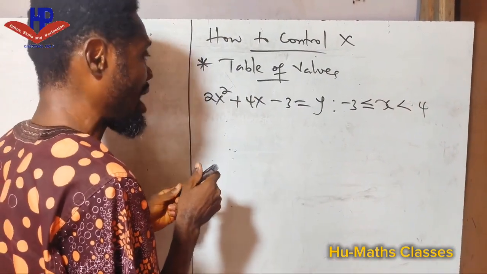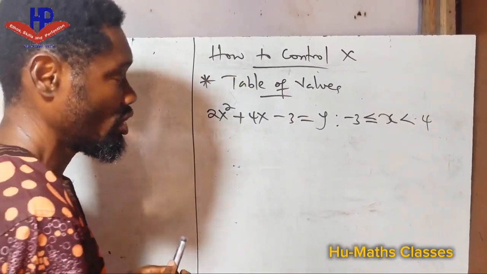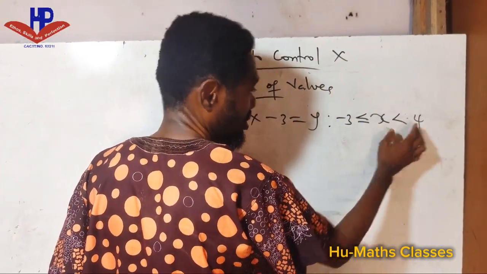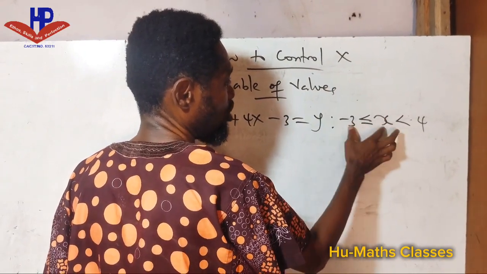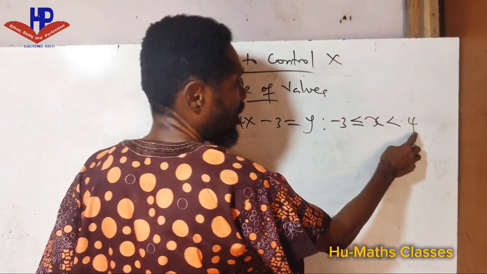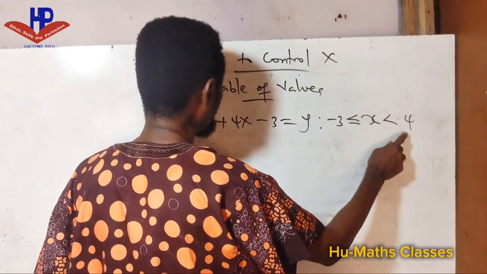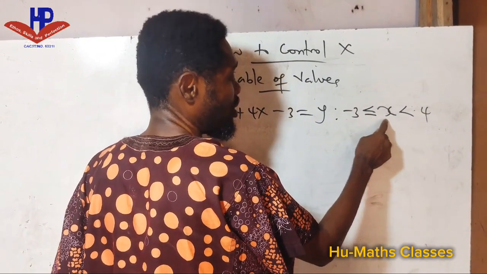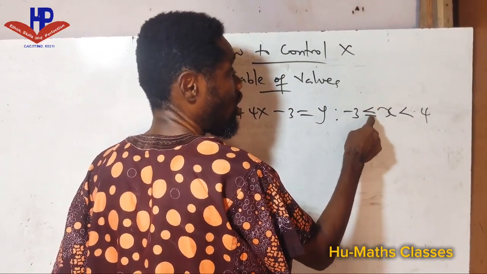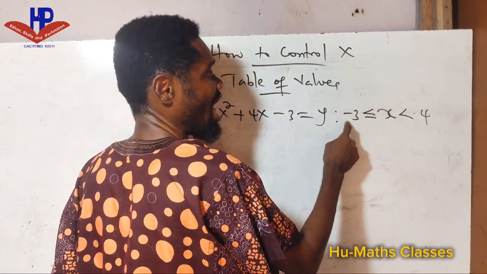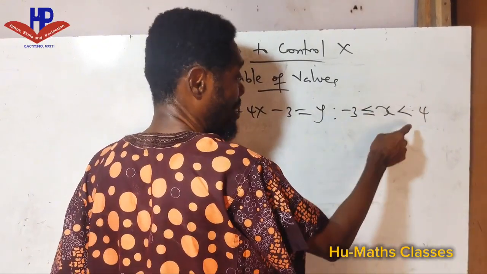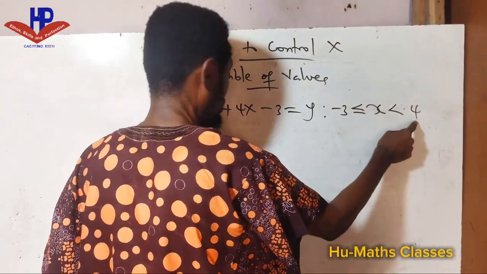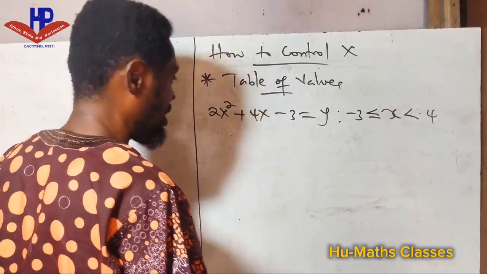So now that we understand our exclusive and inclusive inequality, you will notice that x is less than 4 is said to be exclusive. X is greater or equal to minus 3 is said to be inclusive. So in that case, 4 is not going to be a member of x, but minus 3 is going to be a member of x. Why? Because x is greater or equal to minus 3. So our count will start from minus 3 and end at a number that is below 4, since 4 is not inclusive but exclusive. So we're going to get a table of value.